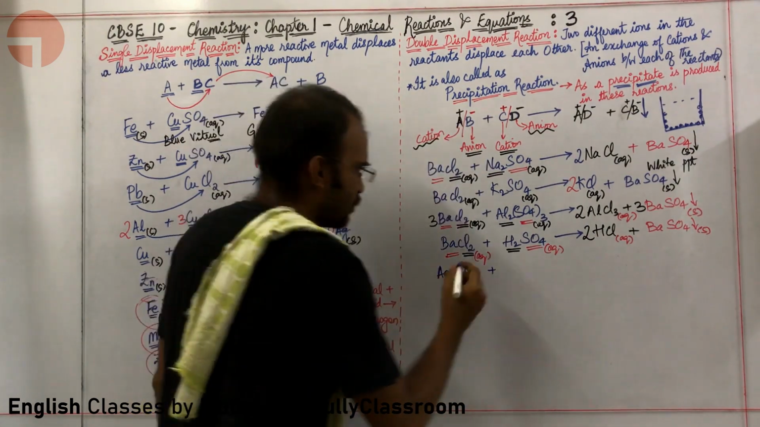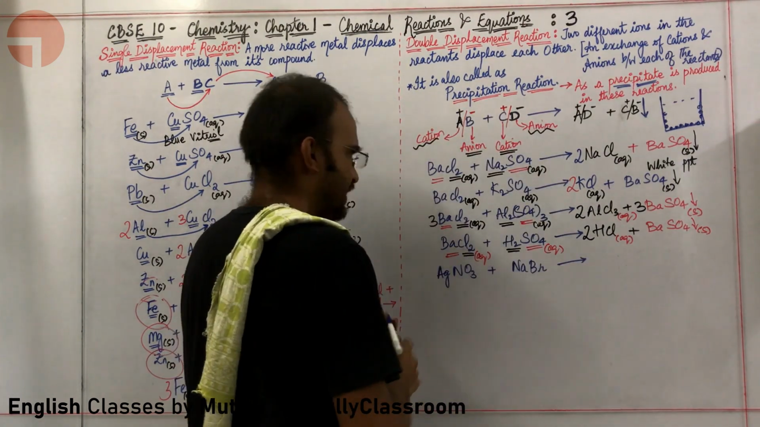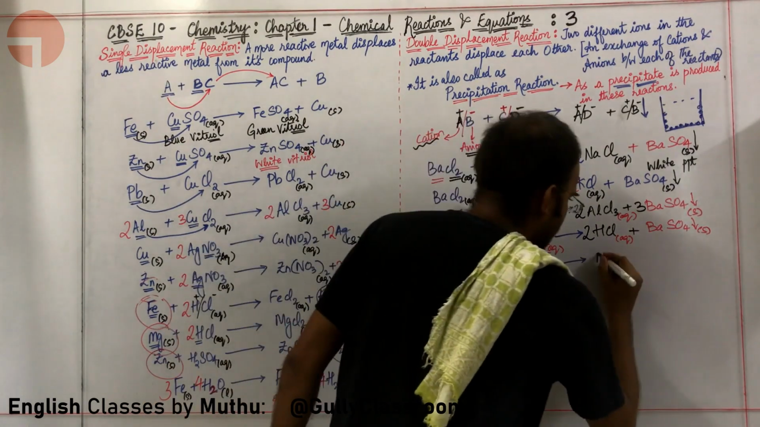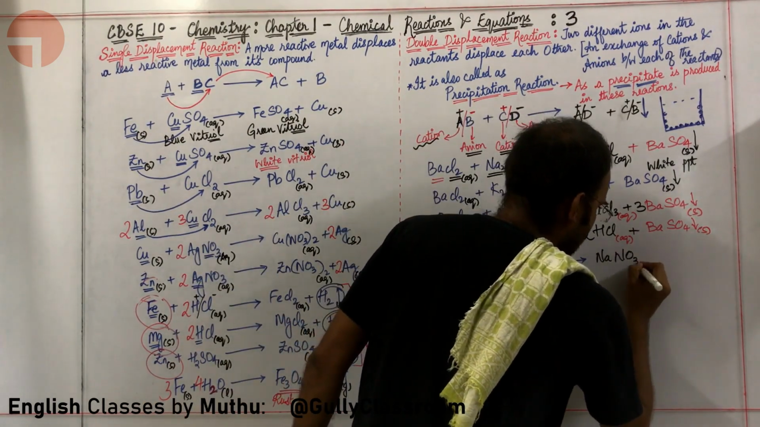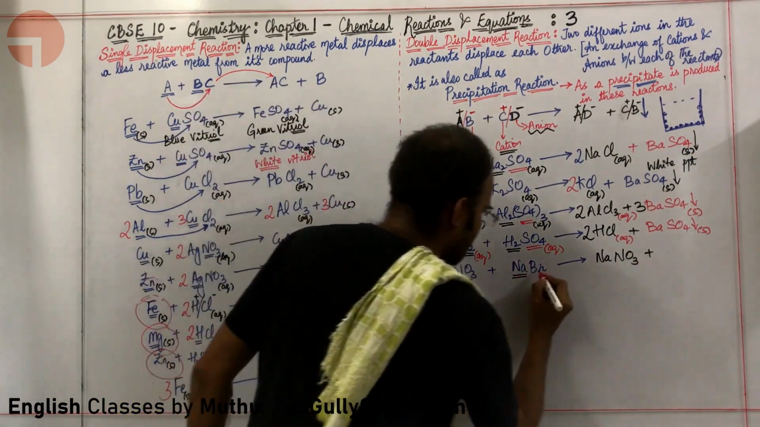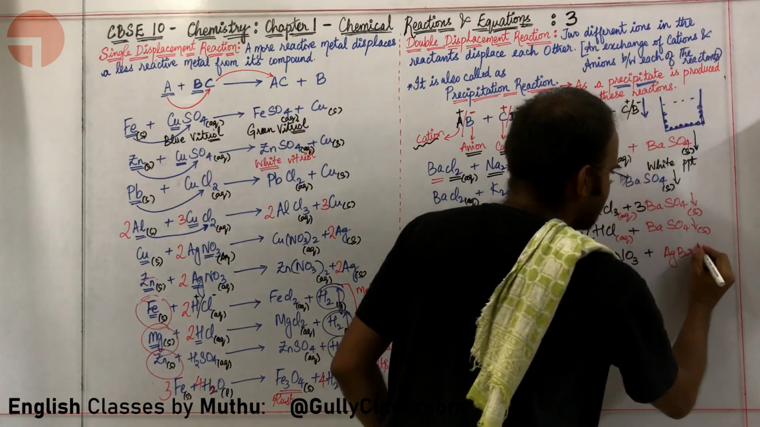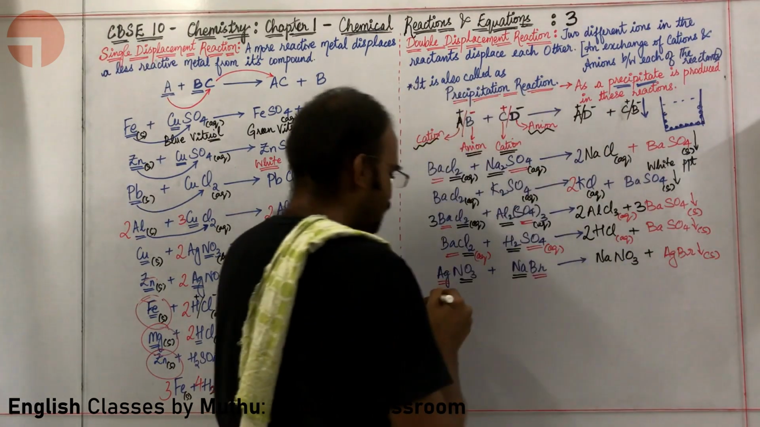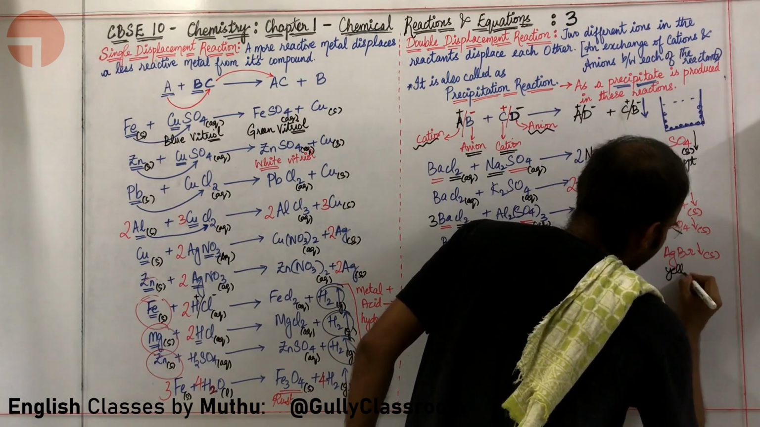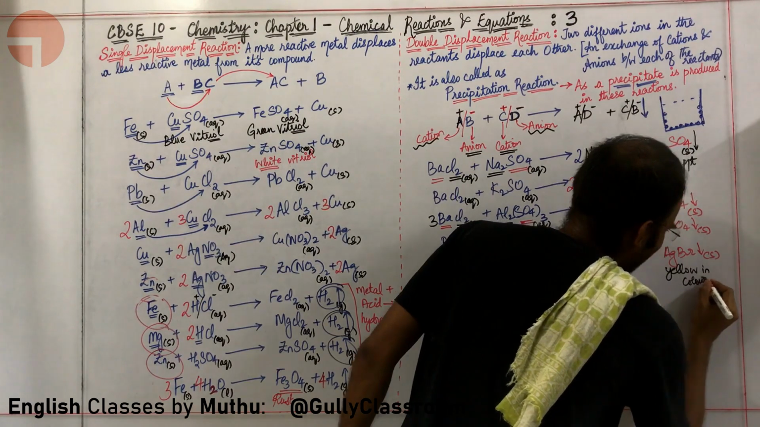Okay, you are taking AgNO3 and NaBr. What is going to happen? NO3 and Na will combine to get NaNO3. Then Ag will combine with Br in order to form AgBr. Here AgBr is our precipitate. In fact, what is the color of AgBr? AgBr is always yellow in color.